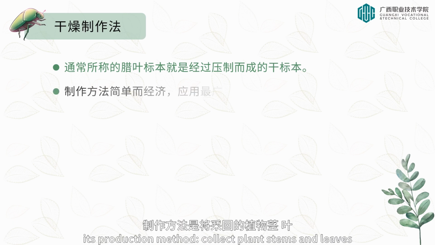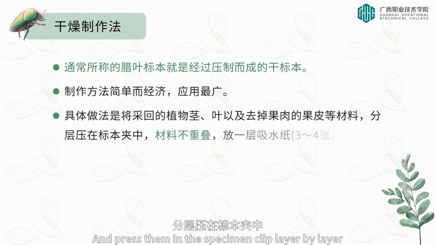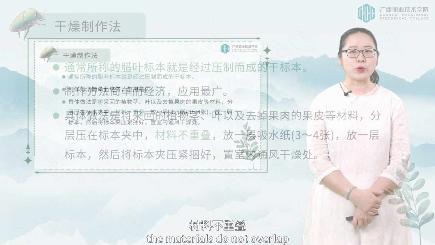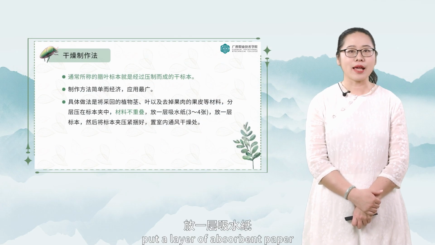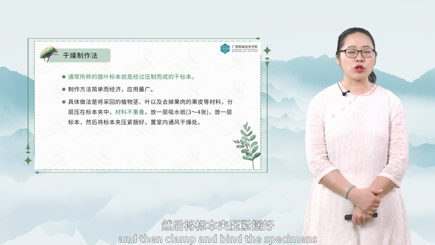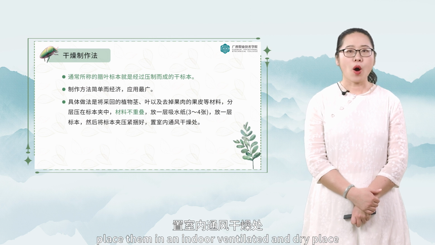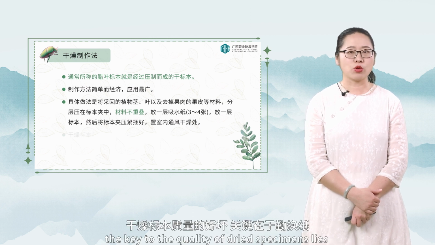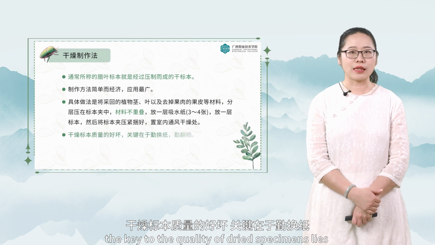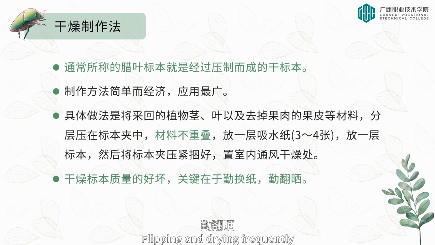Its production method: collect plant stems and leaves, then remove the peel of the pulp and other materials, and press them in the specimen clip layer by layer. The materials do not overlap. Put a layer of absorbent paper, then put a layer of specimen, and then clamp and bind the specimens. Place them in an indoor ventilated and dry place. The key to the quality of dried specimens lies in changing paper frequently, flipping and drying frequently.